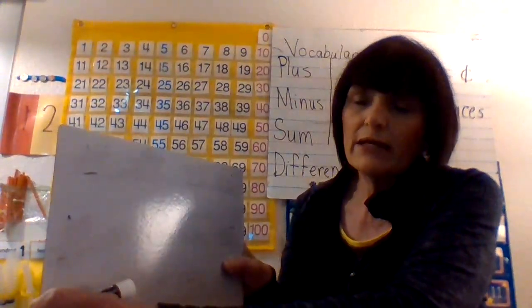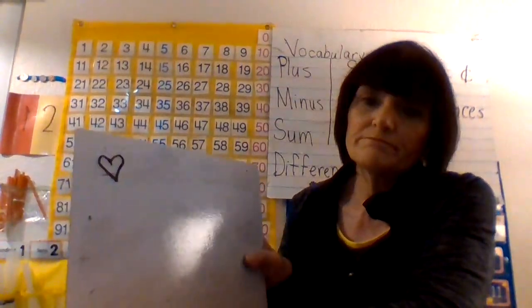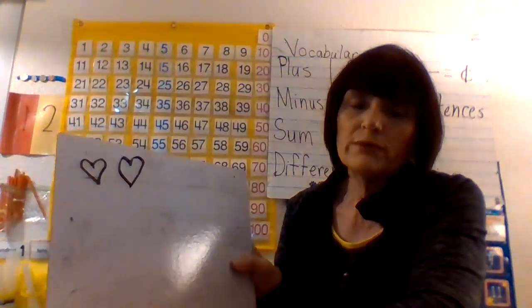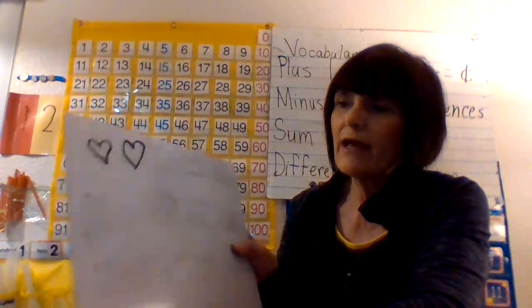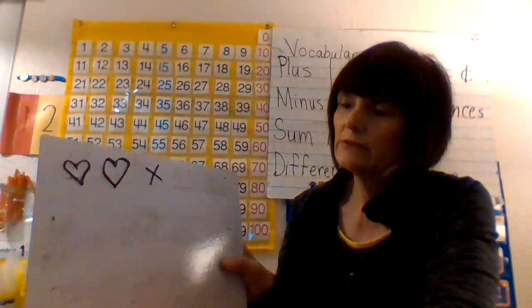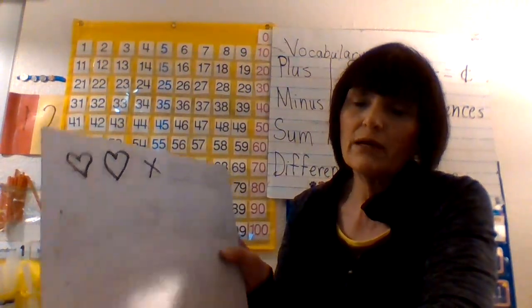Okay, out in my backyard, I saw 2 little lovely ladybugs. I'm going to use hearts for my ladybugs. A bumblebee was getting nectar out of a flower. I'm going to use an X for a bumblebee. All right. And then I saw 2 birds fly by.